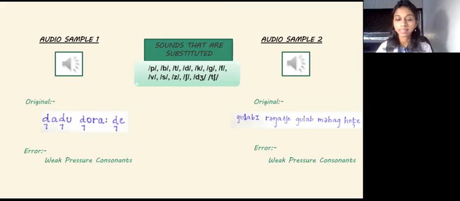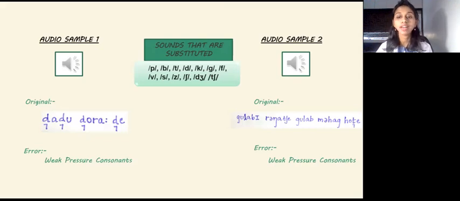Playing for you the second sample. Sample 2. Target sentence. गुलाबी रंगाचे गुलाब महाग होते. गुलाबी Rabi. रंगाचे Ramate. गुलाब महाग होते.